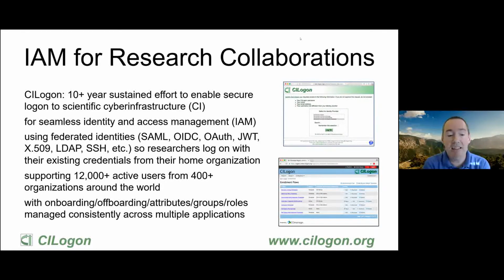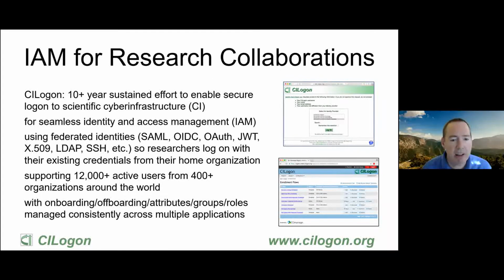Being seamless means they use federated identities, they use their existing identities, so the collaboration members log in with their existing credentials from their home organization. They don't have to go through a process of setting new passwords. And they go through a single onboarding process that assigns attributes and groups and roles that are then managed consistently across the multiple applications in that collaboration. And so it's seamless because with one onboarding process, you get access to all the different components in the collaboration and you get to work right away.